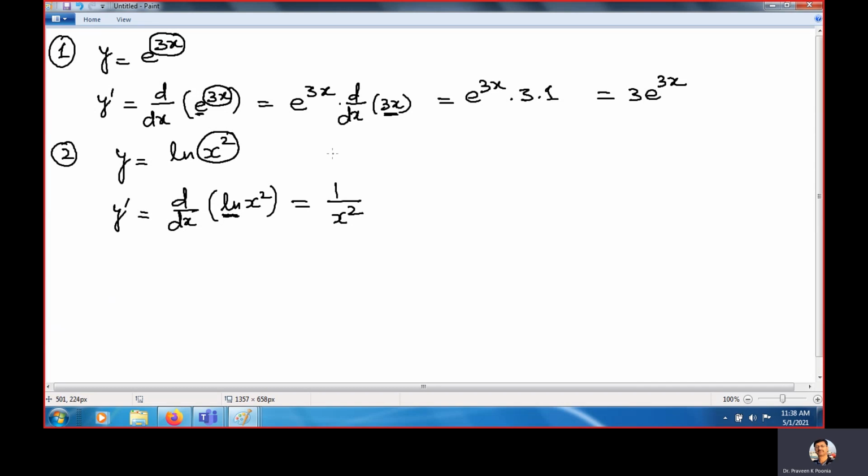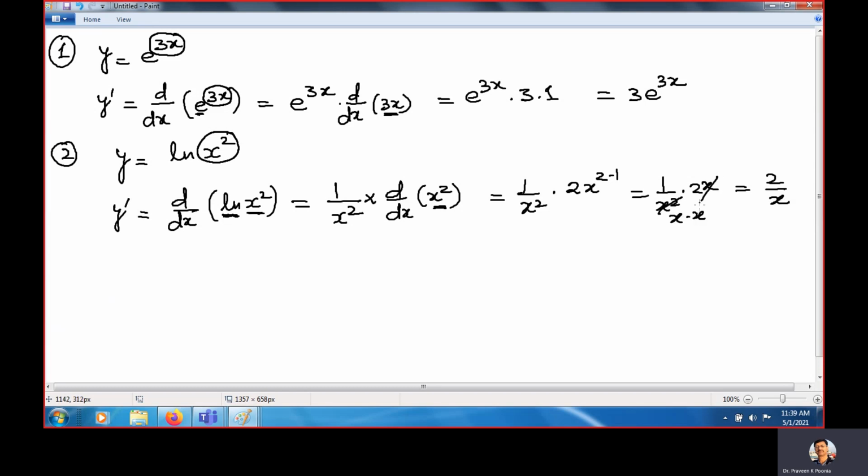So 1 upon x power 2 into, you need to differentiate x power 2 separately. If it is not x, you need to differentiate that one. So it is 1 upon x square into the differential of x power 2, which is 2x power 2 minus 1. So it is 1 upon x square into 2x, which is 2 upon x, because x power 2 means x into x. One x cancels. So 2 upon x is the answer.